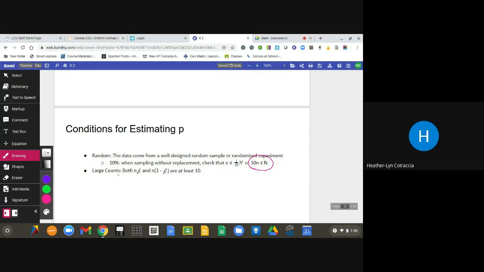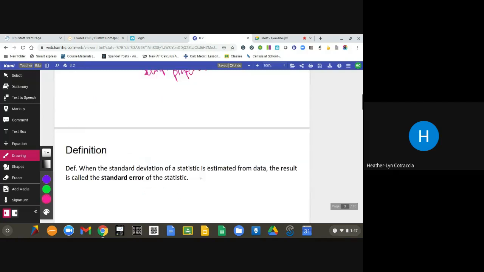And then large counts or normal. You have to check to see that n times p hat, which is your sample proportion, and n times 1 minus p hat both have to be at least 10, so greater than or equal to 10. Now, we do have a little wiggle room with that number. So if you don't get 10, if you get like 8 or 5 or something like that, it's okay. You may just want to proceed with caution, so you may get some surprising results.